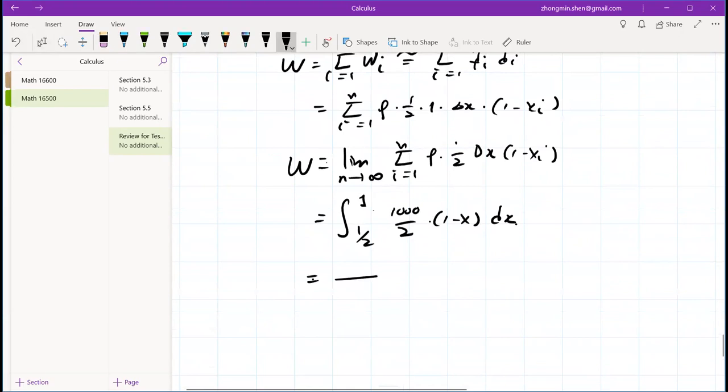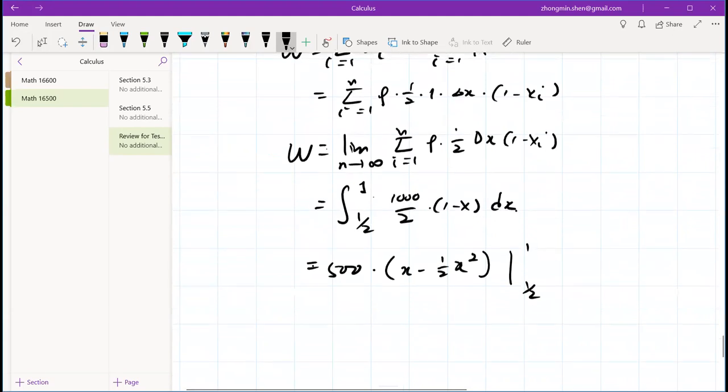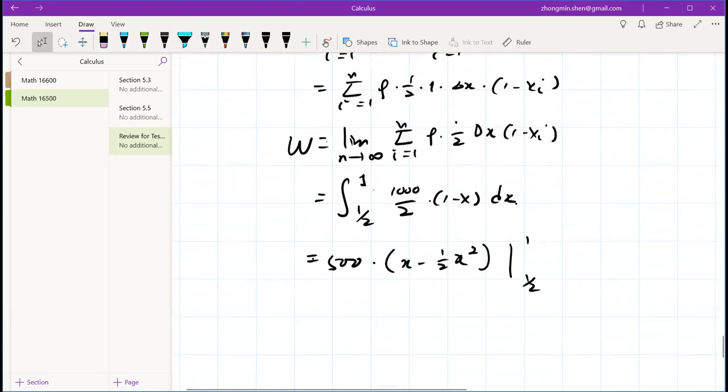This can be 500. Okay, antiderivative of this function is x minus half of x squared, and evaluate at the endpoints. Okay. You can use a substitution, I think a substitution would be better to simplify the notation. Otherwise you have to do lots of computation here.